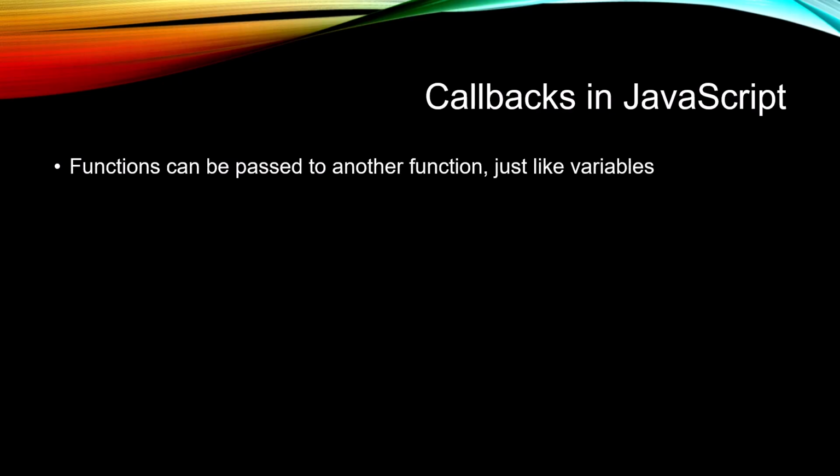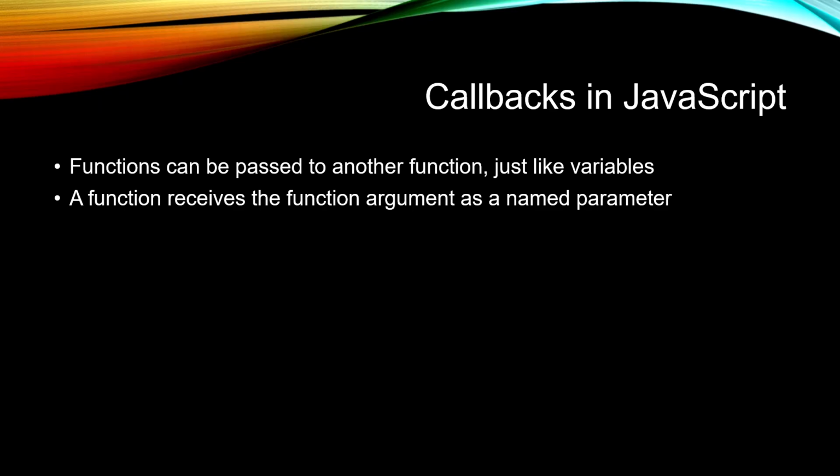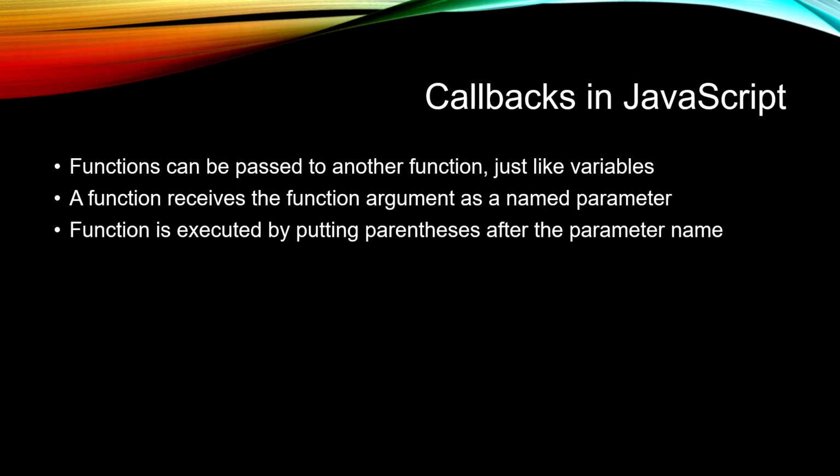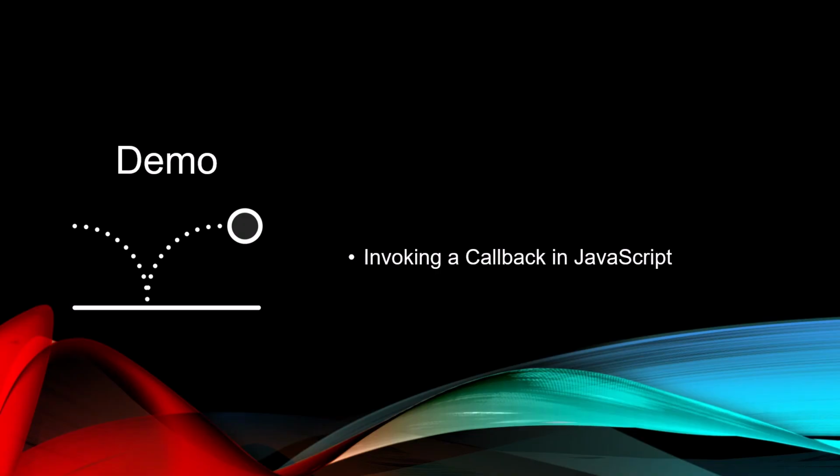Callbacks are nothing more than functions that can be passed to another function just like you pass variables in. A function receives the function argument as a named parameter. That function is then executed by putting parentheses after that parameter name. Data can also be passed to that callback function. Let's take a look at invoking our first callback in JavaScript.